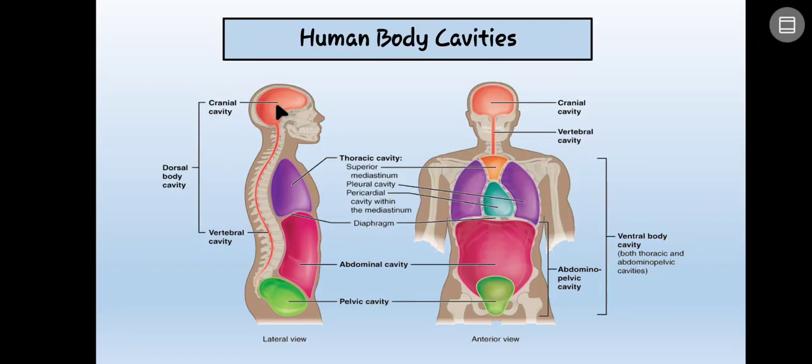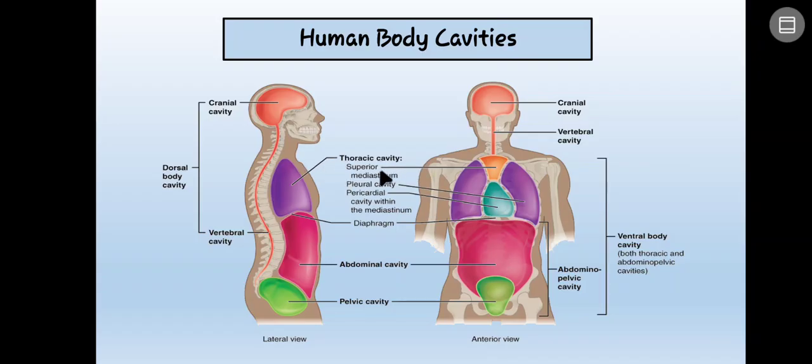So we have the cranial cavity. The dorsal body cavity consists of the cranial cavity and the vertebral cavity. You should remember that in some books they call it the vertebral cavity instead of the spinal cavity. It's the same thing. So you can call it cranial cavity and vertebral cavity, or cranial cavity and spinal cavity. Spinal or vertebral cavity, all of them are accepted.